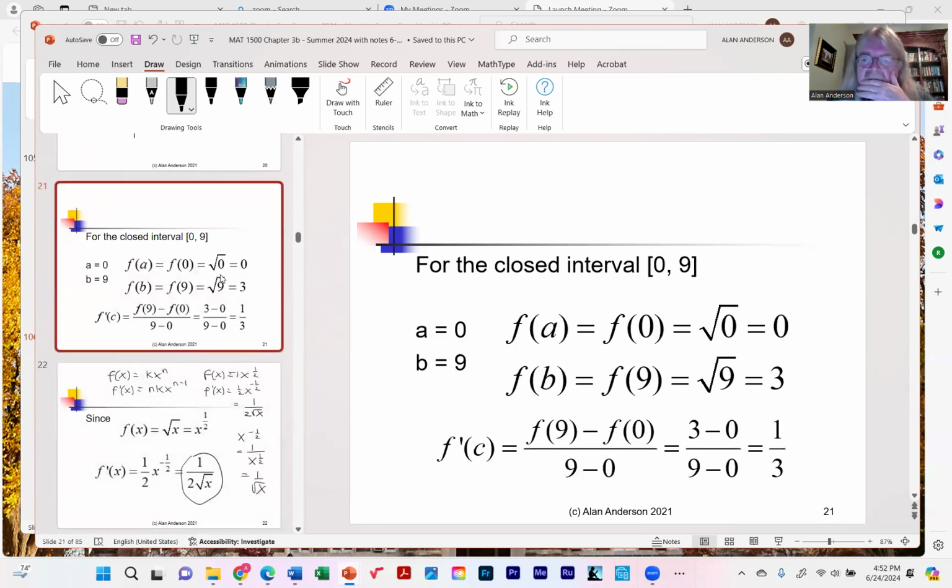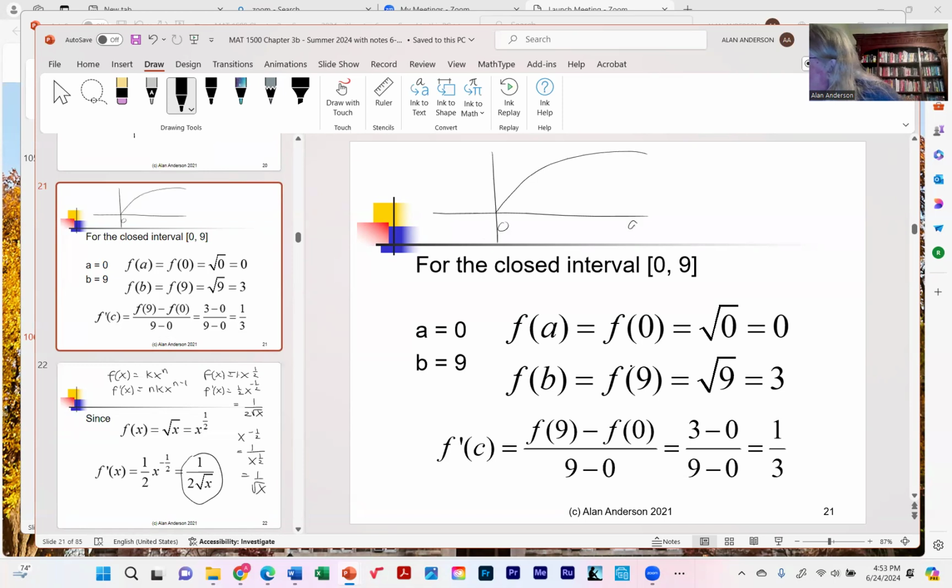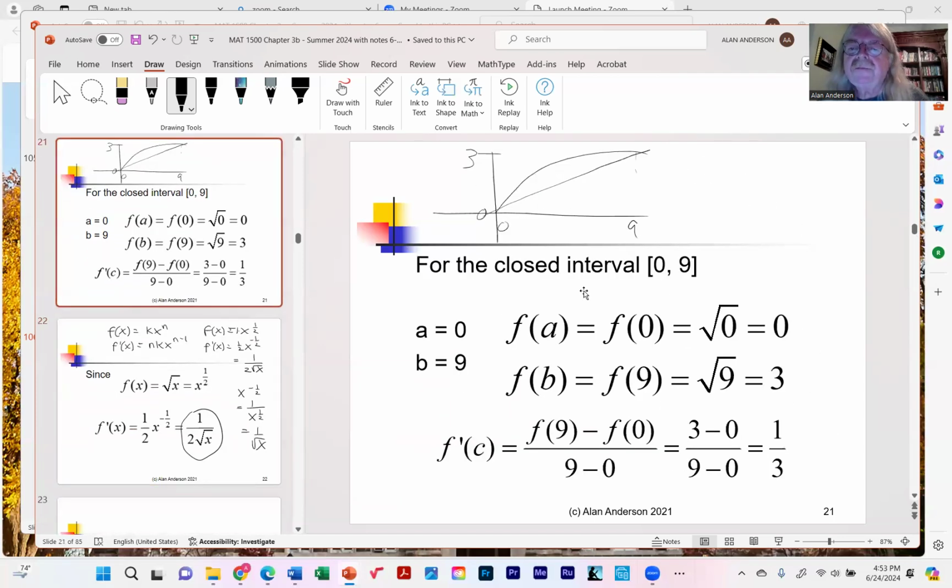But here, we have our interval. We've already proven that the slope of this tangent is a third. Okay, here's 0, here's 3. So what we need is to find that point in the interval whose tangent line has a slope of 1/3. So here's what we're going to do.